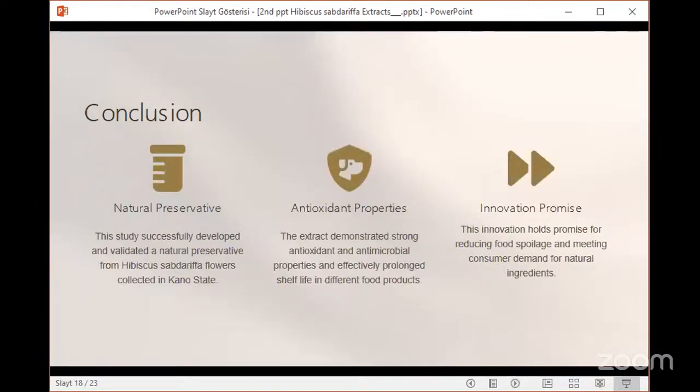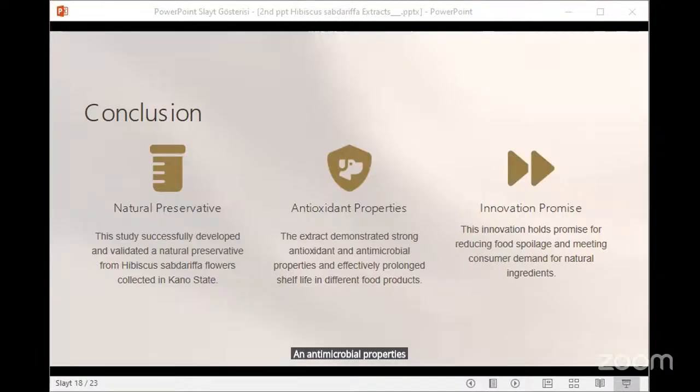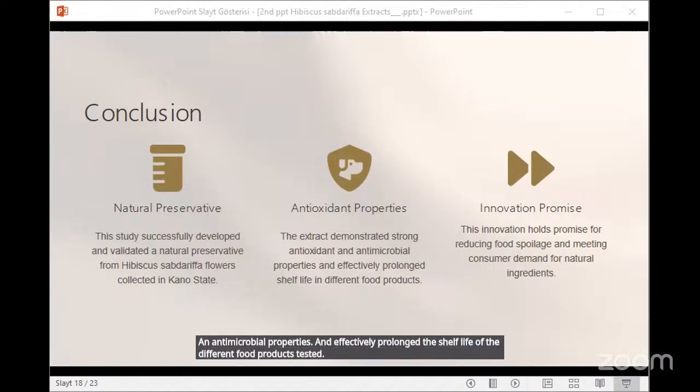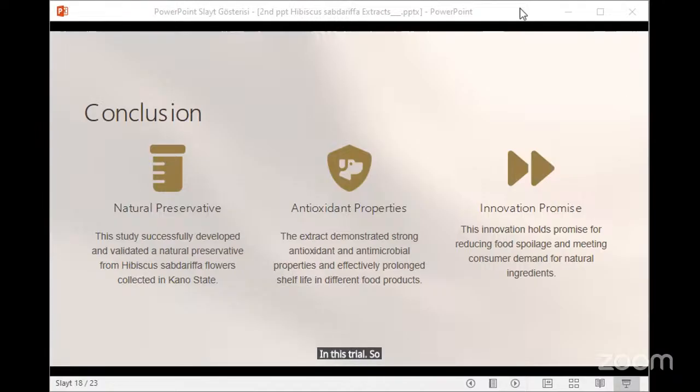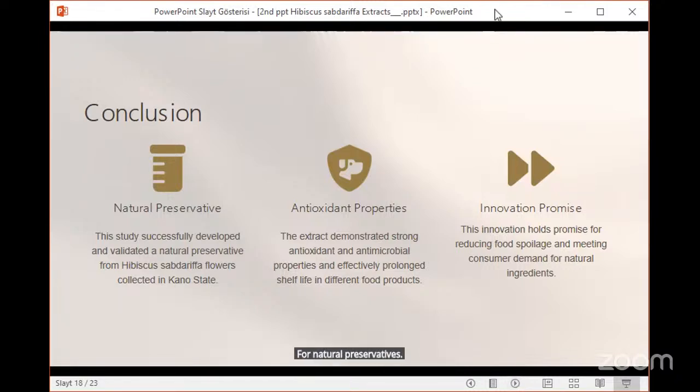In conclusion, this study successfully showed that hibiscus flower can serve as a natural preservative. It demonstrated strong antioxidant and antimicrobial properties and effectively prolonged the shelf life of the different food products tested in this trial. So this holds promise for reducing food spoilage and meeting consumer and definitely local demand for natural preservatives. So the next slide, please.